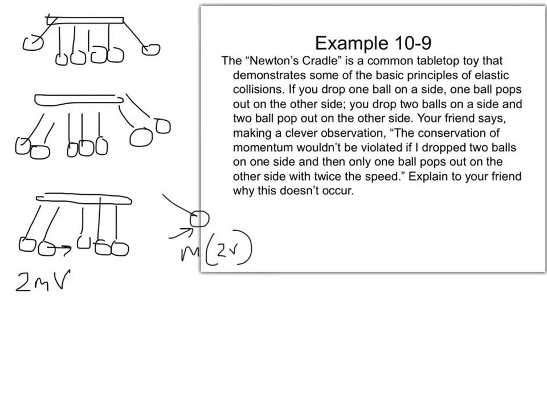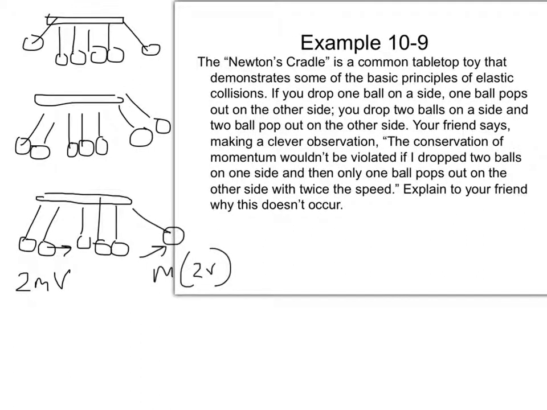Well, your friend is pointing out that momentum has to be conserved, and this is absolutely true. Momentum is conserved right here. But what else is conserved? Energy is conserved. Conservation of energy. And so, on this side, with the two spheres hitting, we have a certain kinetic energy.